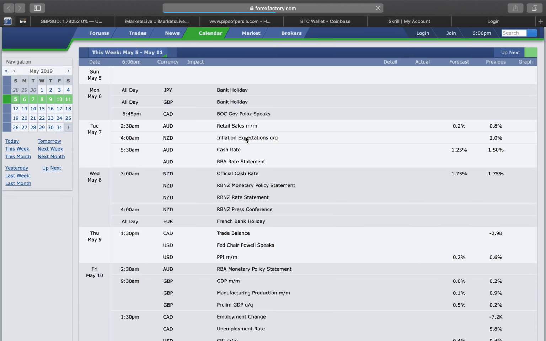Now, I have quite a few pairs analyzed, so I'm going to be talking through the pairs very, very quickly. I'll try and give a detailed breakdown as much as I can. Let's start with Australian dollar versus the Canadian dollar. This analysis is mostly done on the 4-hour time frame.